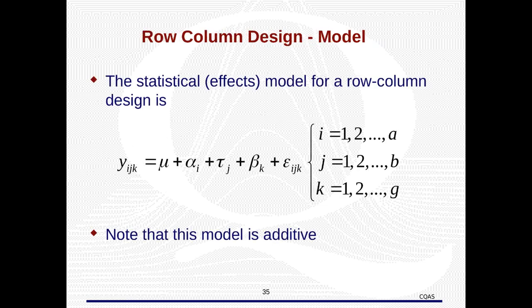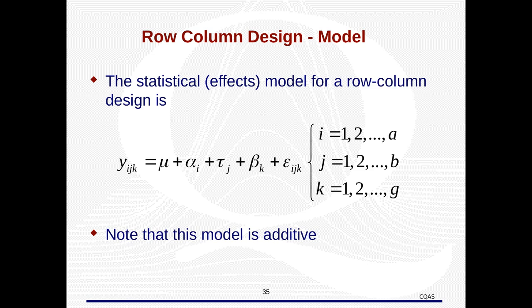Building on the 2x2 Latin square design we just examined, we now move to the more general row-column design framework. The statistical model for this design incorporates 3 sources of systematic variation: row effects, column effects, and treatment effects, all combined additively with random error.